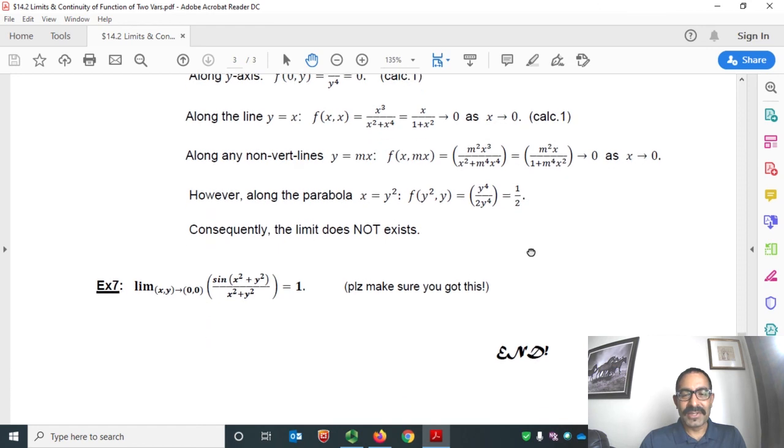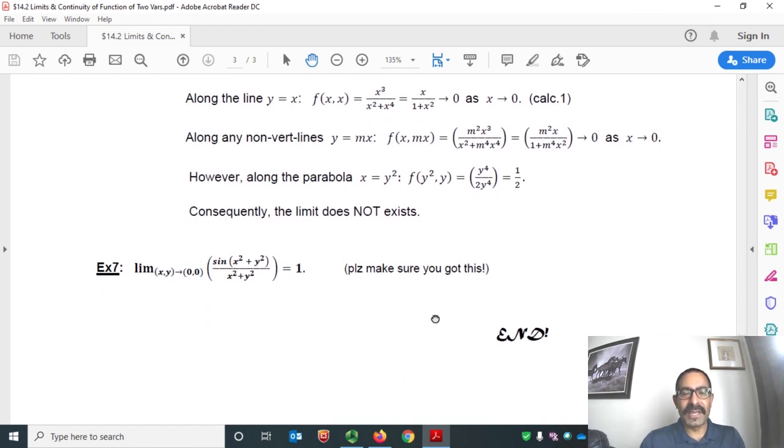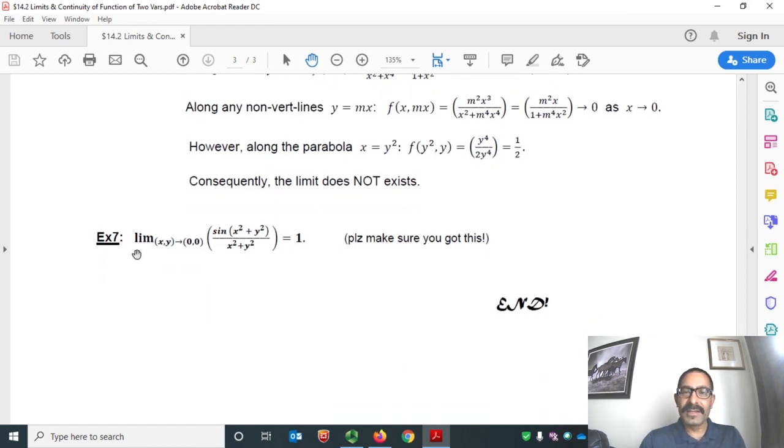Great. So another example, example 7: the limit of sine of x squared plus y squared over x squared plus y squared as (x,y) goes to (0,0) is 1. Please work it out and make sure you get this limit. So with this homework, we finish this section. So thank you.